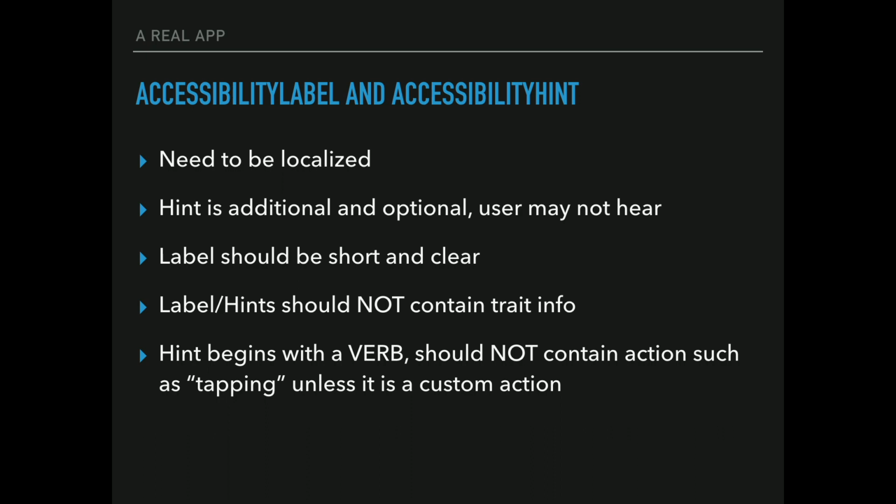A few more general things on labels and hints, as I mentioned, need to be localized, and the hint is optional. Labels should be really short and clear, and they should never contain trait info. The fact that those things said button, that came from the trait. And hints should always begin with a verb, because they are describing what is done.